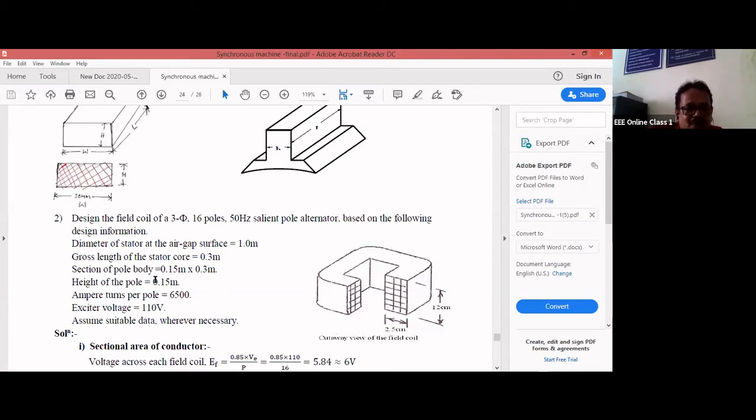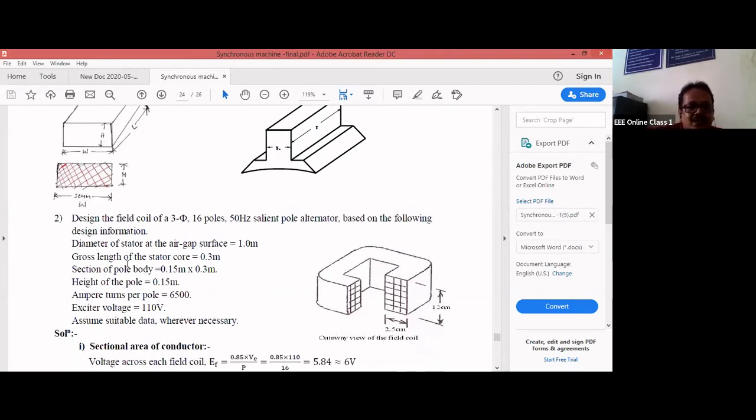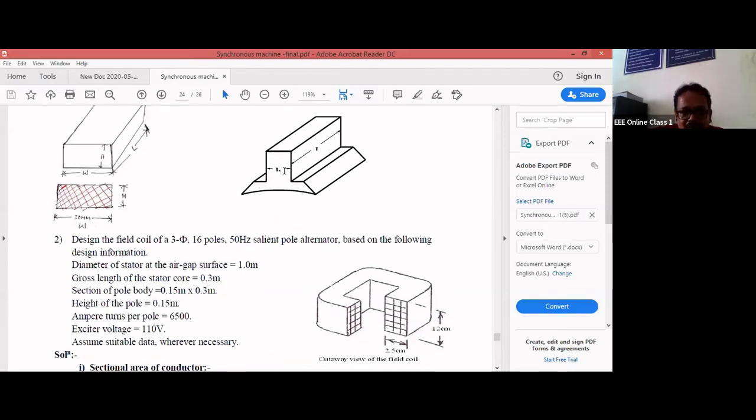Section of pole body is 0.15 meter into 0.3 meter. If you take this as the section of pole body, this is the width, and this is the length of the pole. Normally, the length of the pole will be equal to the length of the stator core. If you remember, when we solved problems in synchronous machines, the length of the pole L will be equal to the length of the stator core. So the gross length of stator core is 0.3, the width of the pole body is 0.15, and the length of pole body is also 0.3. That means the length of the pole will be equal to the length of the stator core, 0.3.